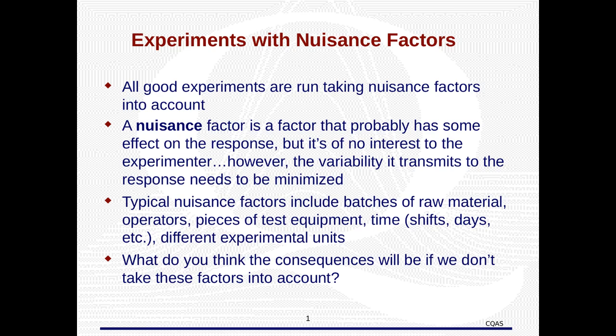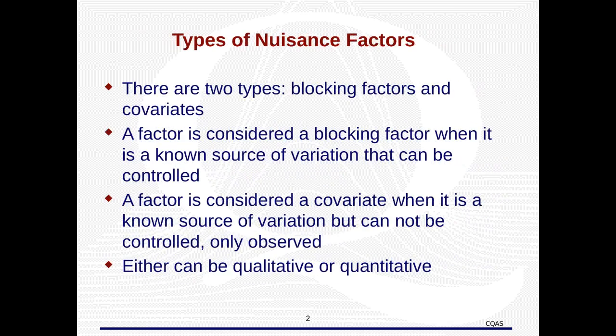Having established what nuisance factors are and why they matter, we now need to classify them systematically. The distinction hinges on two critical dimensions: whether we can control the factor and whether we know it exists beforehand. We recognize two primary categories. Blocking factors are known sources of variation that we can actively control or manipulate in our experimental design. Conversely, covariates are known sources of variation that we cannot control. We can only observe and measure them as they occur naturally.